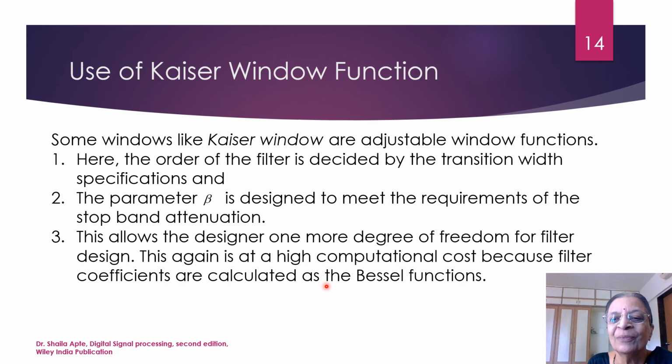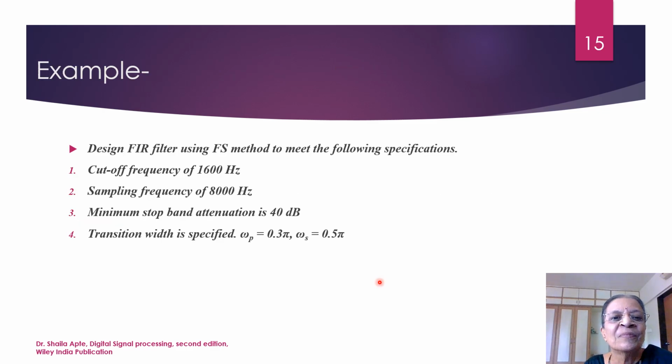But at the cost of what? Higher computational cost because it is using the Bessel functions. Calculation of the Bessel functions is very difficult. So there is some Bessel function chart also available nowadays. But again, you will have to look up the Bessel function chart and then evaluate the coefficients. So let's consider one example for the design using Kaiser window.